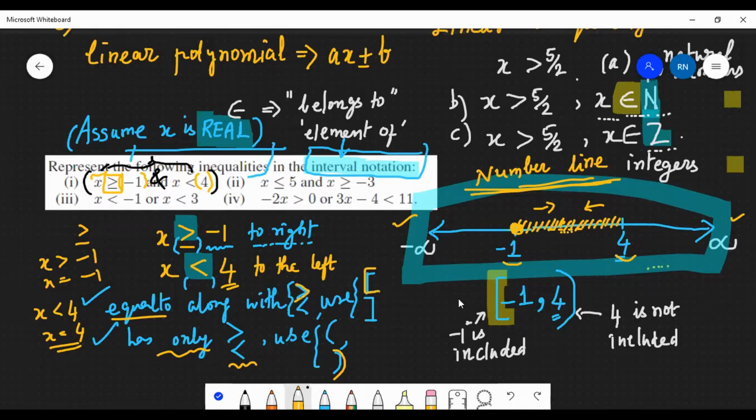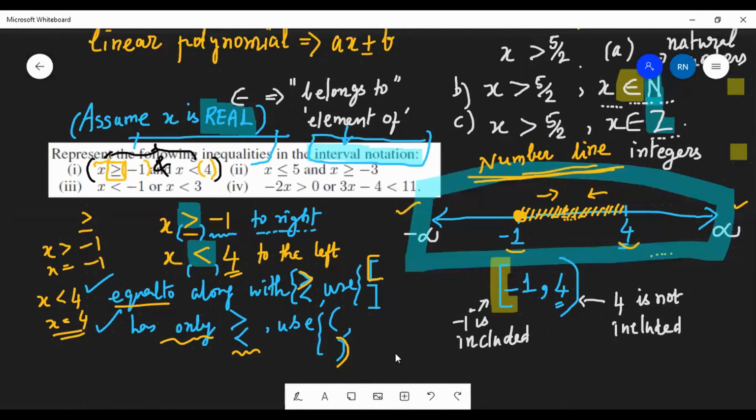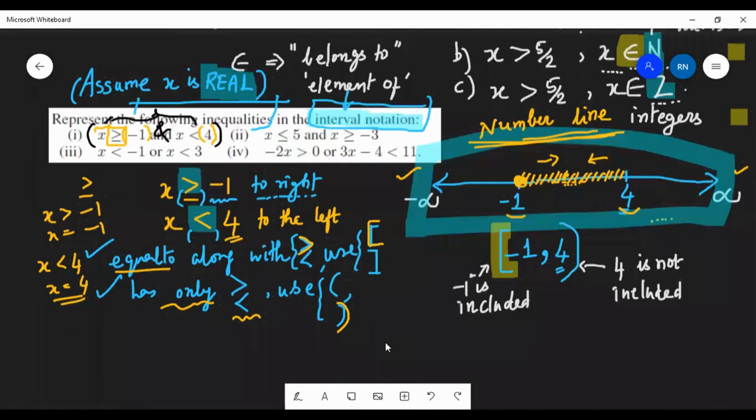Can both of the numbers be either included or not included? Yes, correct. That's what they are showing you in subdivision 2 and subdivision 3. You will gain experience as you practice.